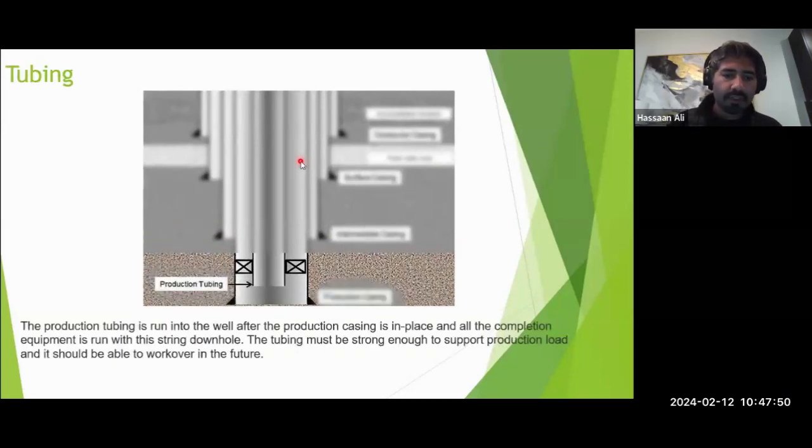And then your production tubing. This is the smallest, so it's a pipe within a pipe within a pipe. The smallest pipe, which is called production tubing, is just like your straw. So this straw is what is used to bring the hydrocarbons up to the surface.